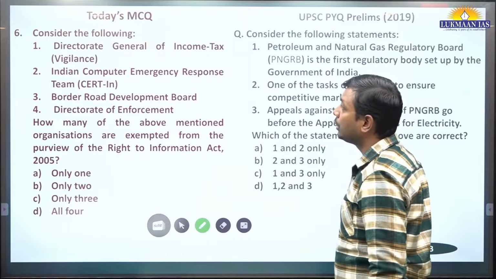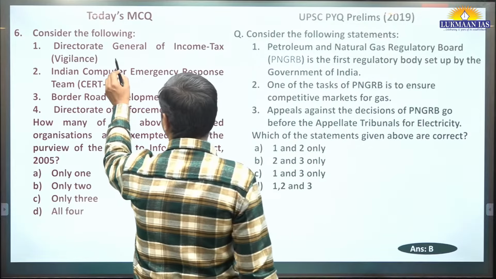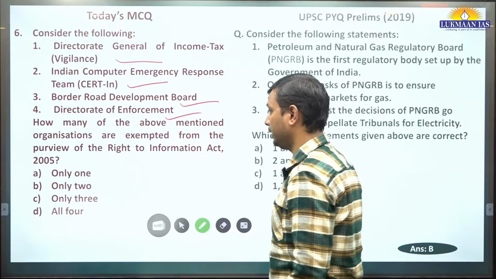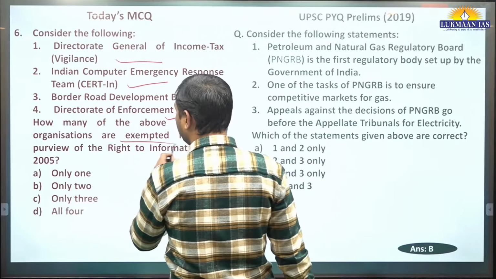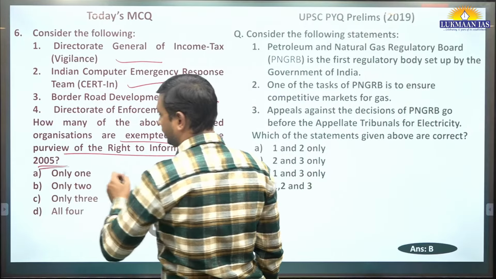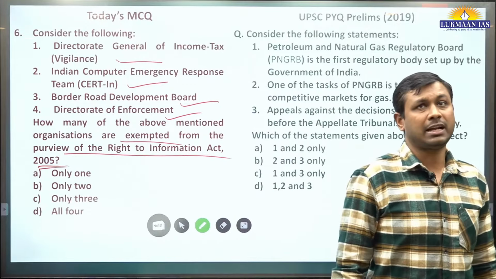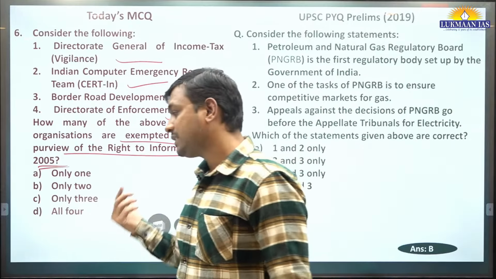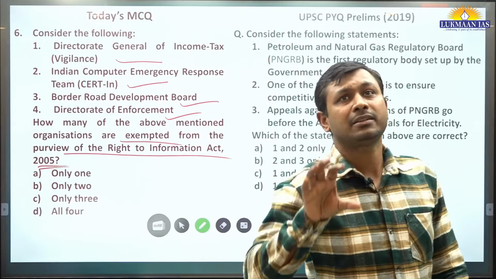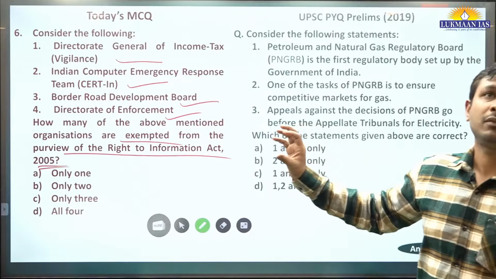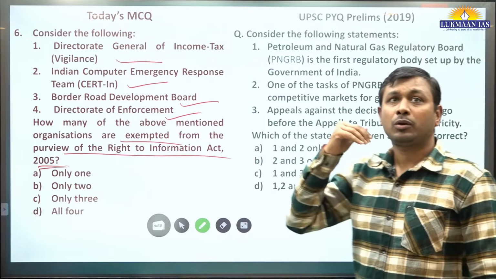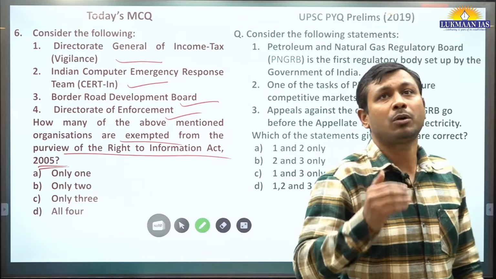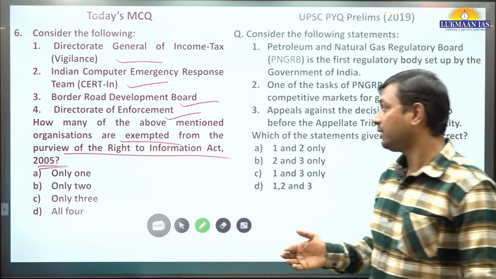Now consider the following: Directorate General of Income Tax Vigilance, CERT, Border Road Development Board, and the Directorate of Enforcement. How many of the above mentioned are exempted from the purview of the Right to Information Act? If you have studied the Right to Information Act of 2005, all of you know that under the second schedule of this RTI Act, certain agencies and government institutions are exempted from the purview of the RTI Act. Based upon what they do and what they convey to the government, you cannot seek information under the RTI Act in that regard.